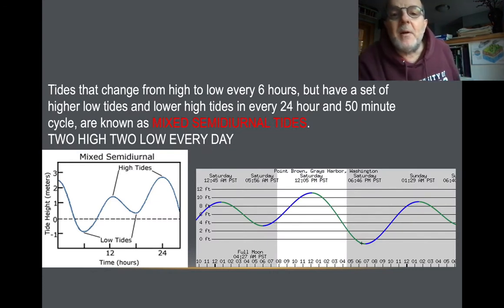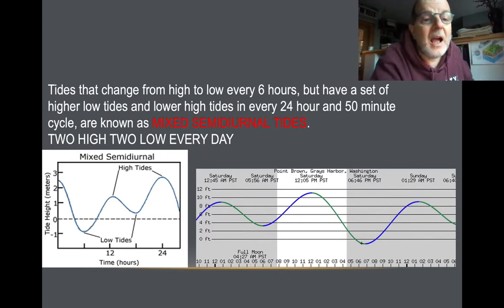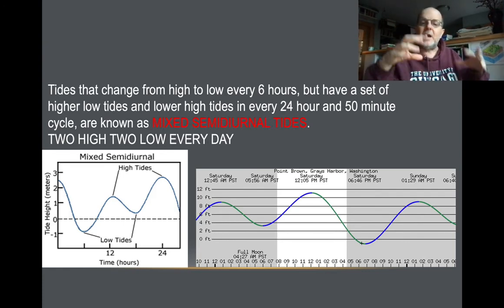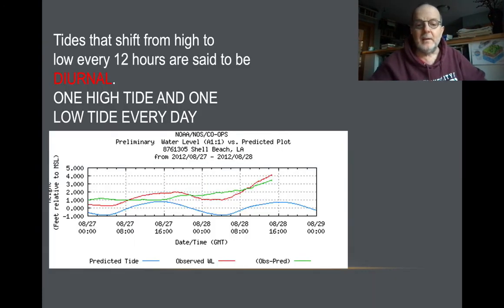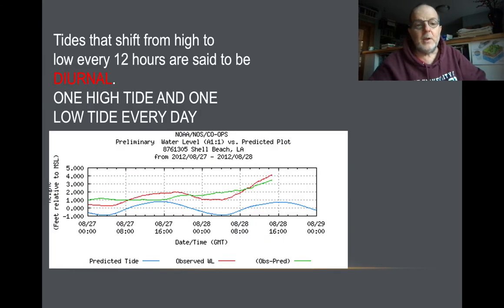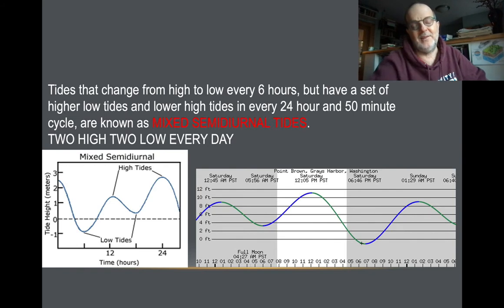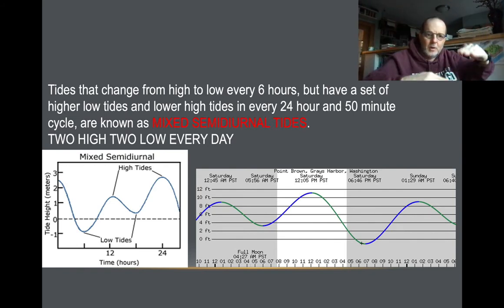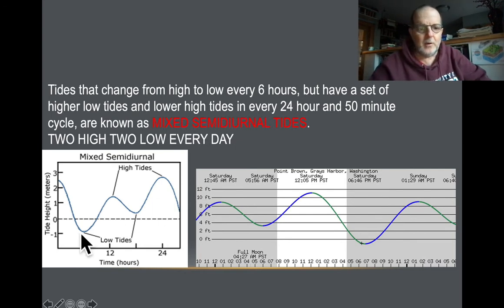Tides that change from high to low every 6 hours, but have a set of higher low tides and lower high tides in that same period. So the tides aren't matching in the same way they did here for New York City. We call those tides mixed semi-diurnal. The 2 highs aren't the same, and the 2 lows aren't the same. Here's a low, 12 hours later, another low, not the same low. Here's a high, 12 hours later, another, not the same high.